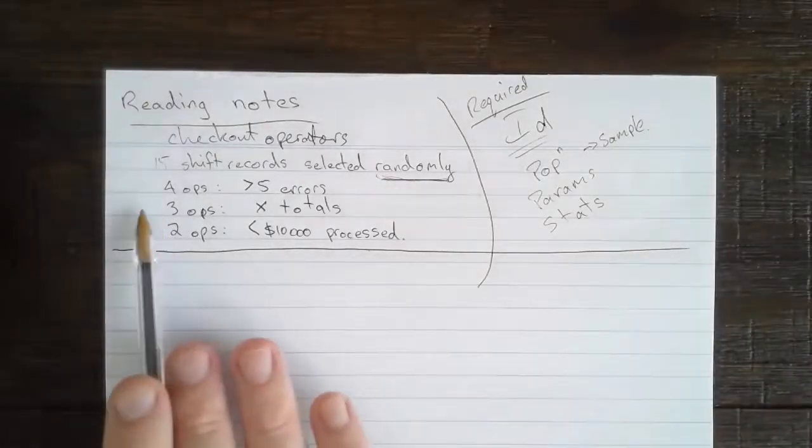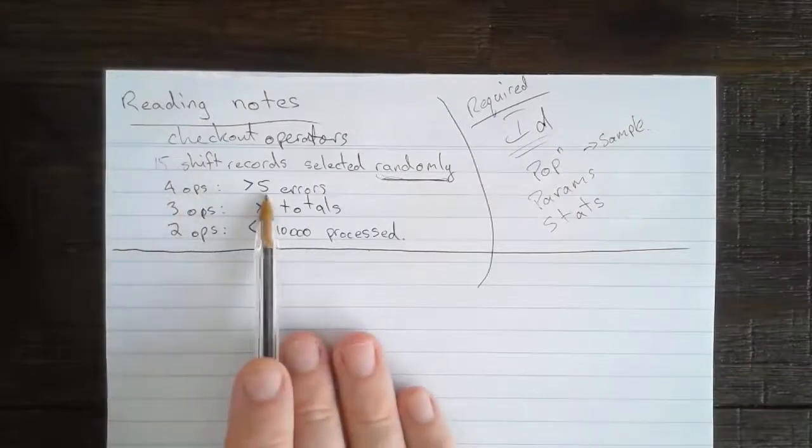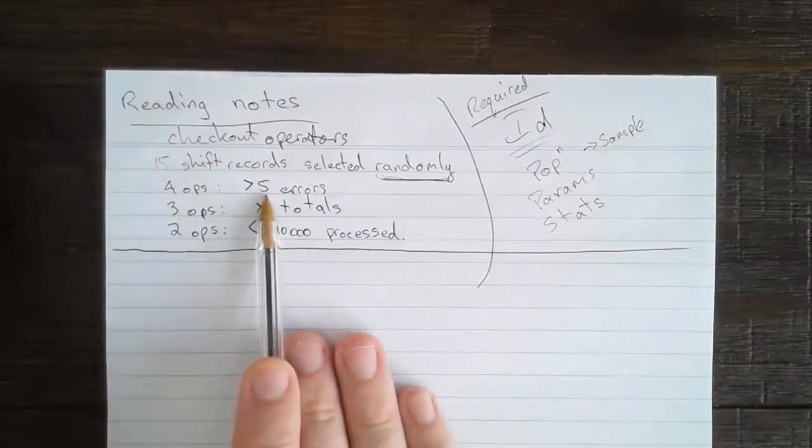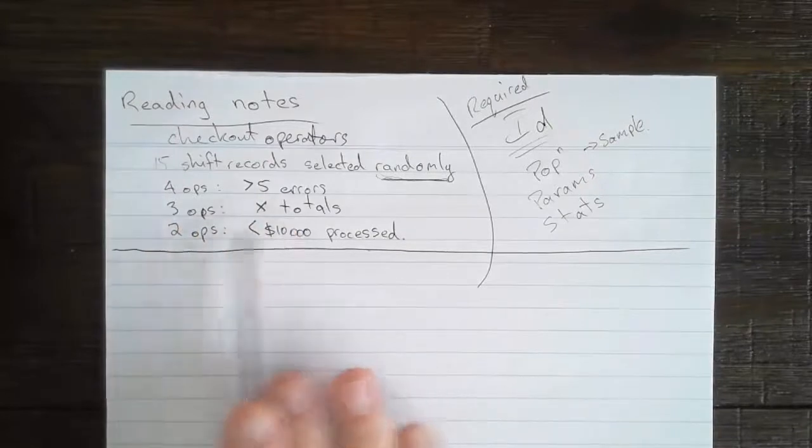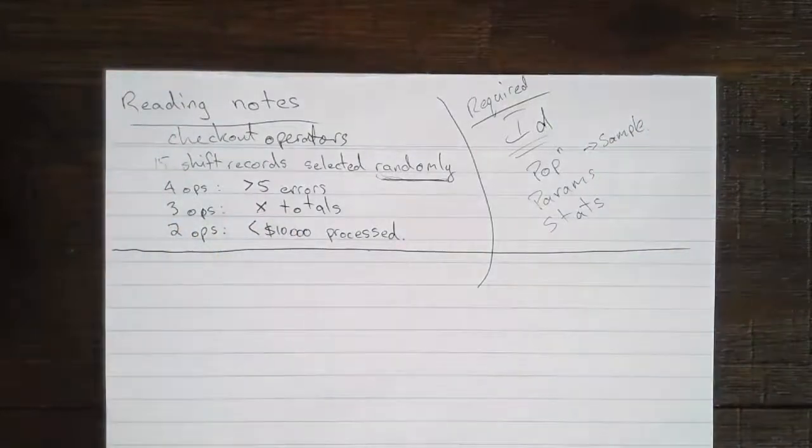Then we're given a bit more information. 4 of the operators made more than 5 errors during their shift. 3 of the operators had incorrect totals. And 2 of the operators had less than $10,000 worth of sales processed.